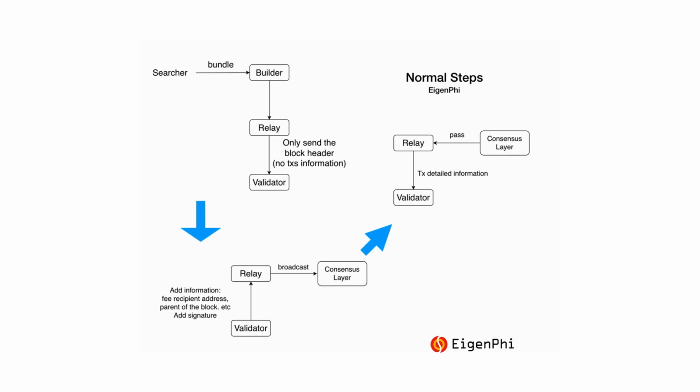The consensus layer would pass the transaction request, and the relay would send all the complete transaction details at this step for the validator to execute the transaction.